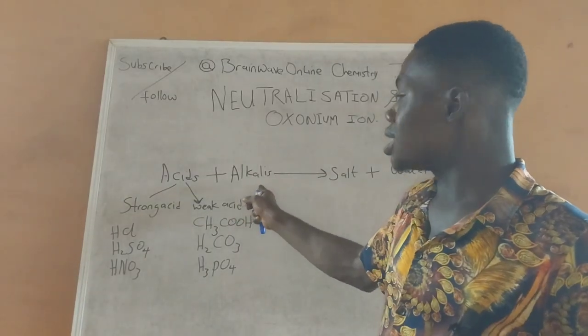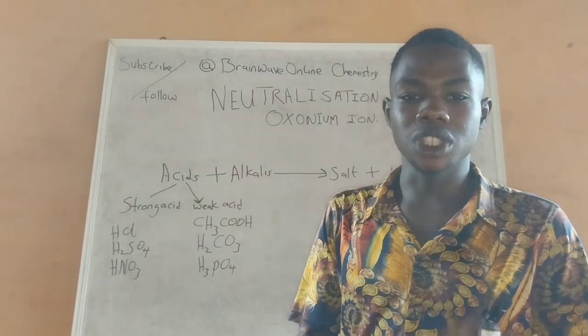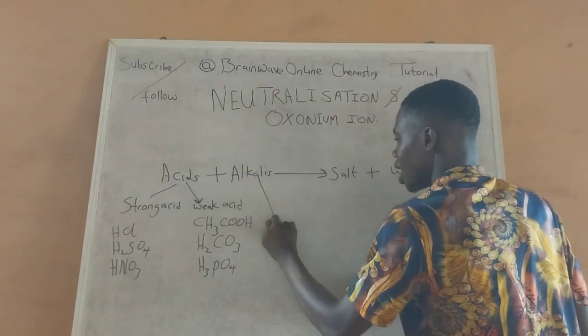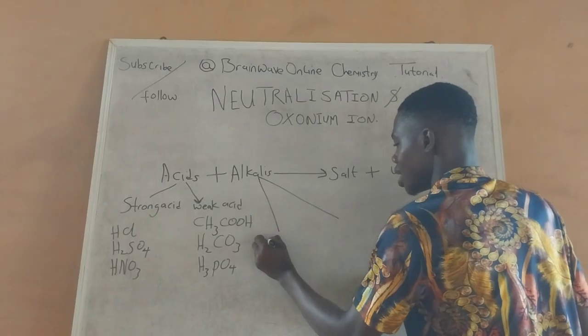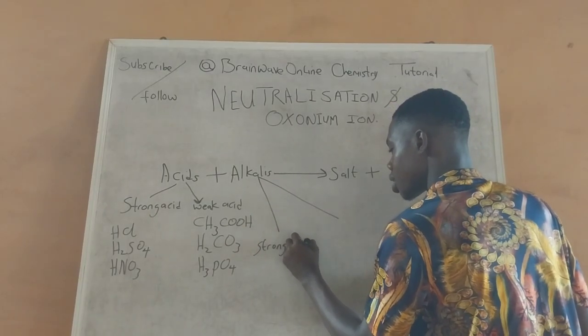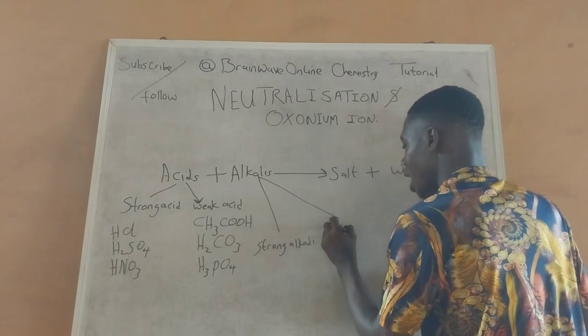Now, like I said earlier, we have two types of alkali. We have the strong alkalis and the weak alkalis. So under alkalis, we have strong alkalis and what?